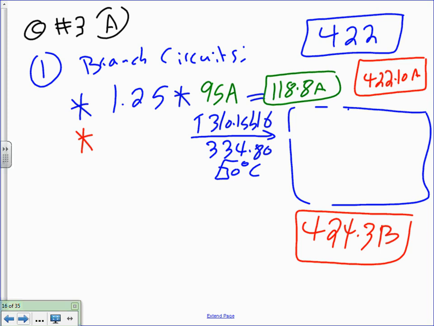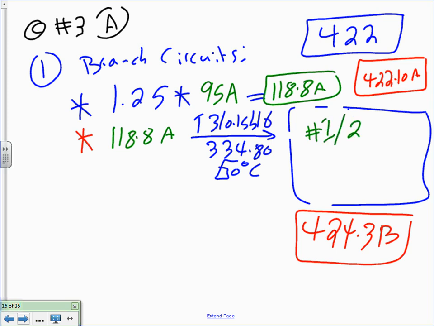Then you're going to take the 118.8 amps and go find yourself a conductor. Now I don't know if they make a conductor in that size, but just assume we have. How many conductors, though? It's a two-conductor circuit, so 2.